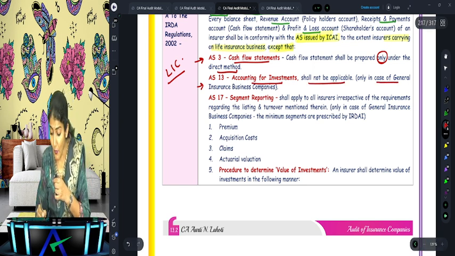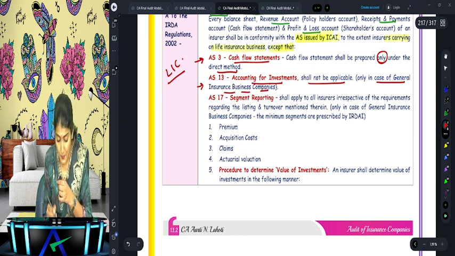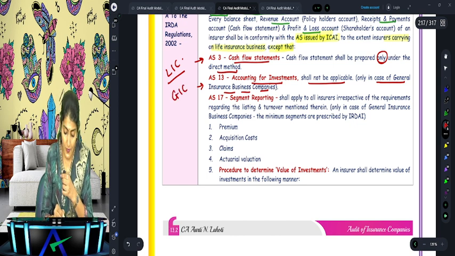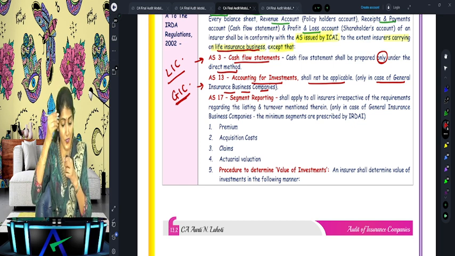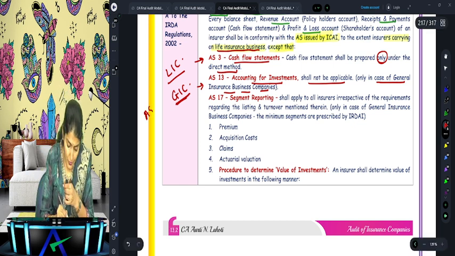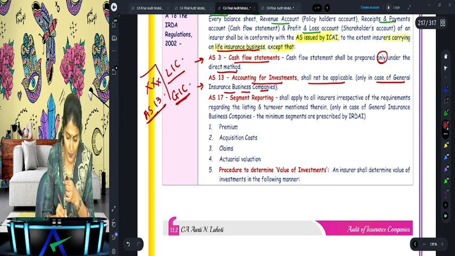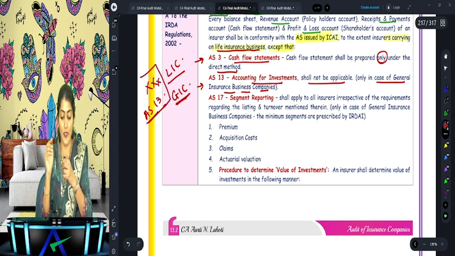Now, what does it say? Only in case of the general insurance business company. So this point is now for the general insurance company, though they earlier said life insurance business. But what does it say? General insurance company, will you do the valuation of your investments as per AS 13? No, you will not do the valuation of your investments as per AS 13.